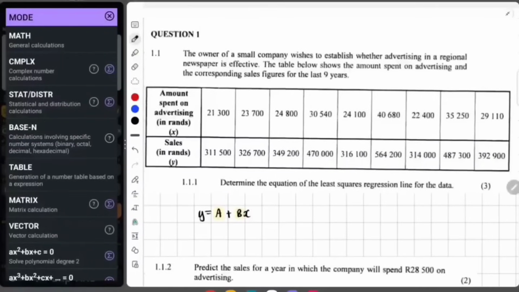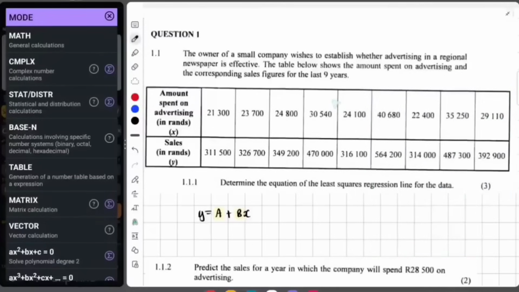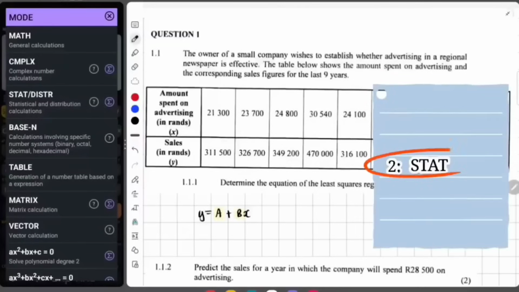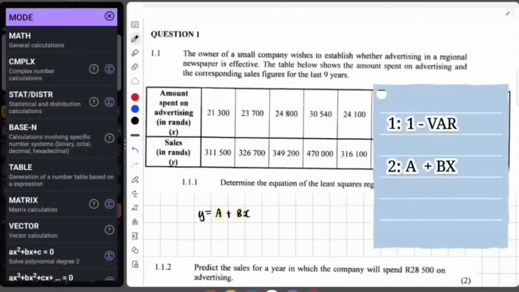So first of all, we press mode, and then you're going to see 3 options pop up. One is COMP, then STAT, and then 3 for TABLE. Since this is information that we need to put in, it's not functions, so we're going to go to STAT, statistics, so 2. Then you're going to have a whole lot of options. Number 1 says VAR, for variance, and then number 2 says A+BX. So that is about regression. You're going to choose number 2.